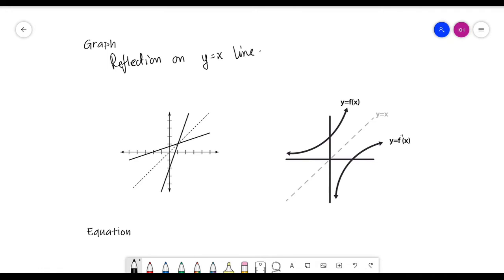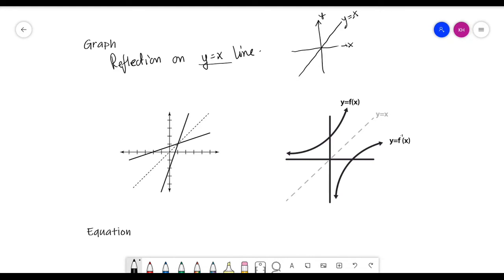So if we have a graph of any function, and if we reflect that graph on the y equals x line, which is a straight line through the origin like this. So if this is my grid, this is my x-axis, this is my y-axis, the y equals x line looks like this. It's a straight line through the origin, all right? So the inverse of any function using a graph would be the reflection on this y equals x line.